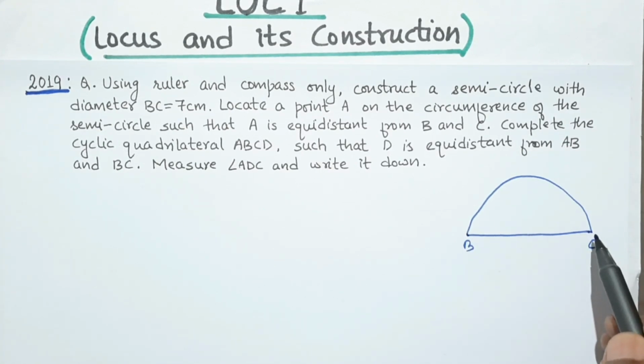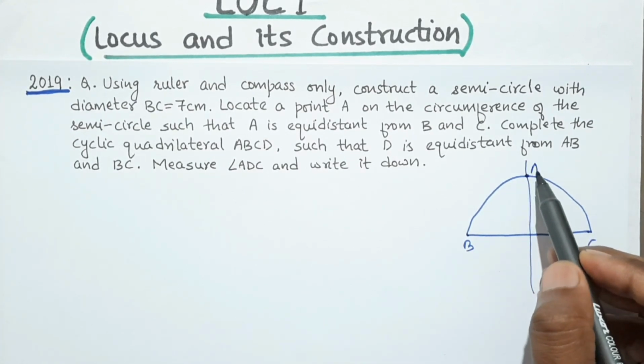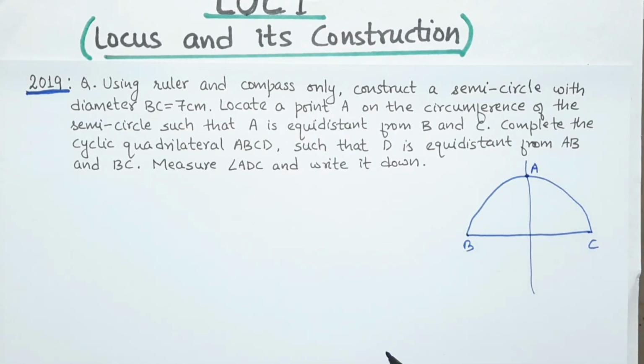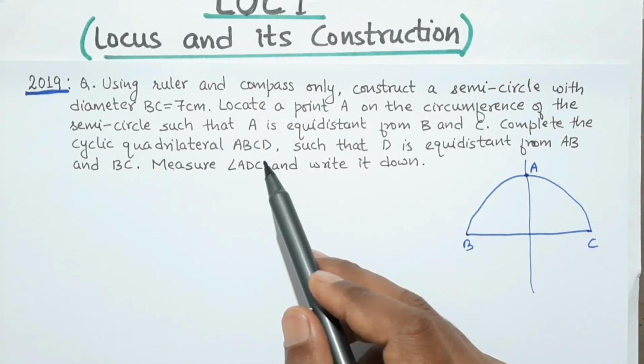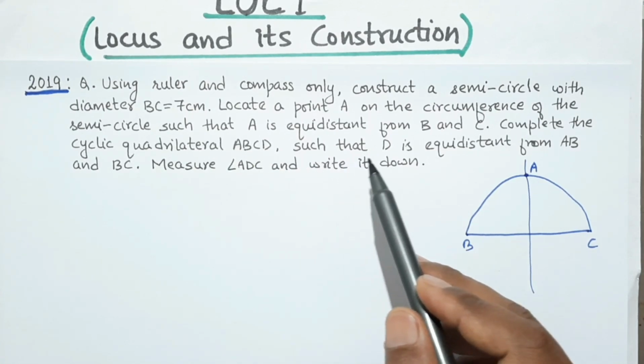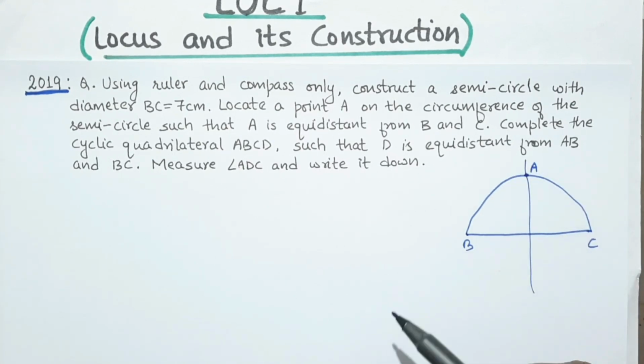That means we are going to draw a perpendicular bisector. This perpendicular bisector meets the circle at point A. So this is our point A. Complete the cyclic quadrilateral ABCD such that D is equidistant from AB and BC.